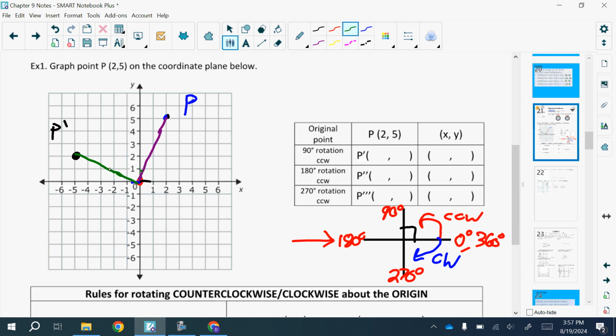Using the fact that, from Algebra 1 and maybe middle school math, you remember learning about perpendicular lines: perpendicular lines have 90 degrees between them, and their slopes are reciprocals of one another. So we have successfully rotated this 90 degrees. Our new coordinate, it turns out, is -5, 2.